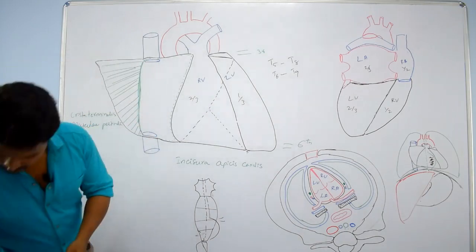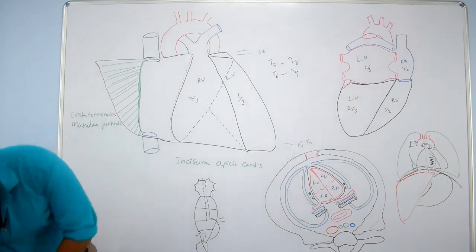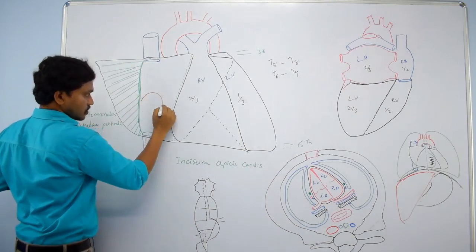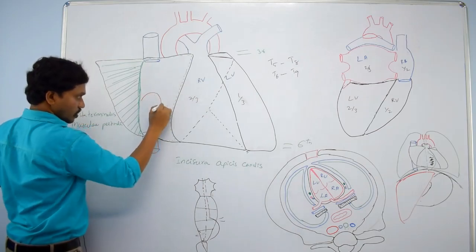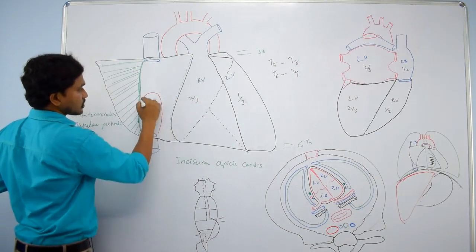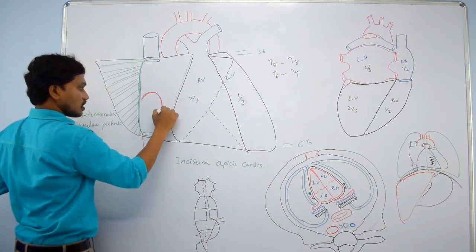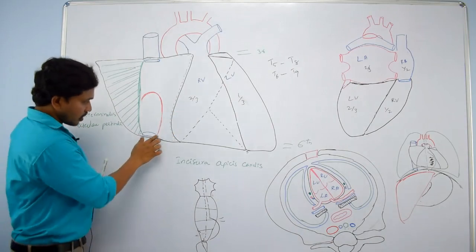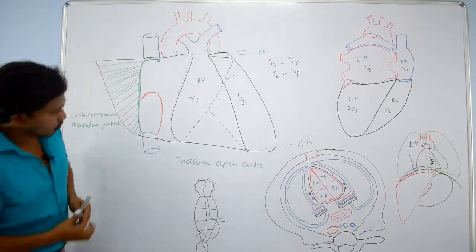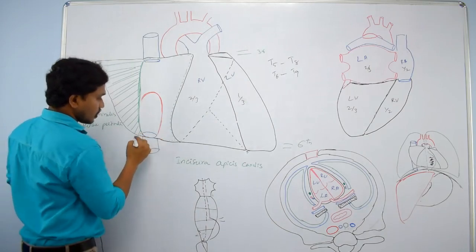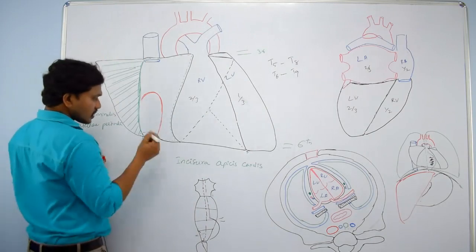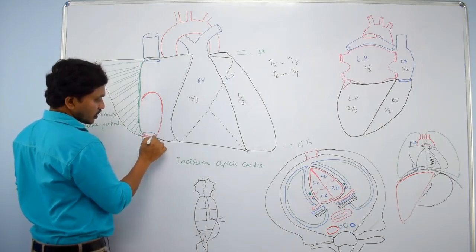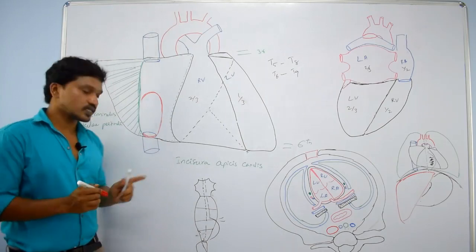Yes, here you can see one saucer shaped depression. This saucer shaped depression we call the fossa ovalis. You can see, right? And this inferior vena cava is guarded by a valve. That valve we call the Eustachian valve. Actually, this is a semilunar shaped valve.